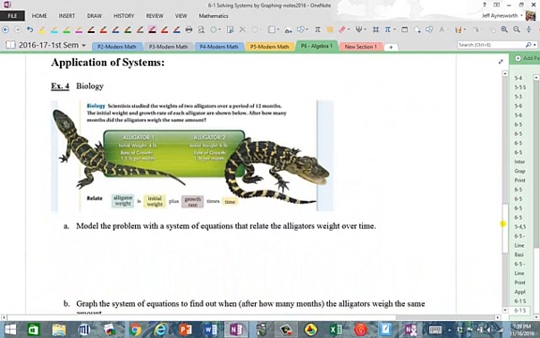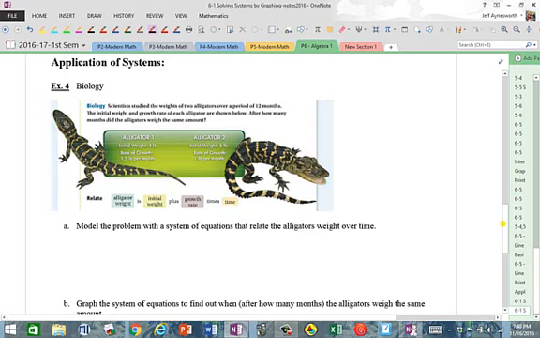And let's take a look at a biology example. This is a pretty cool one because it involves alligators. It kind of reminds me of my sister. She lives in Louisiana, and she took me to an alligator farm. Oh my God, it was pretty cool. And I learned about alligators.